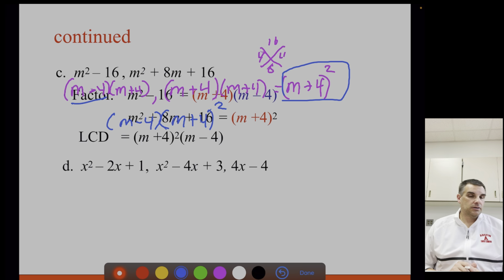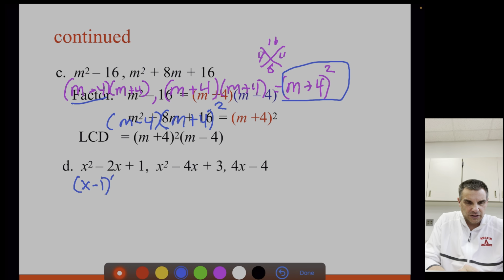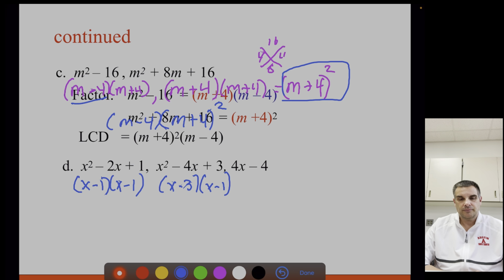D. So we've got x squared minus 2x plus 1, and x squared minus 4x plus 3, and 4x minus 4. So we're going to factor. So x squared minus 2x plus 1 factors into x minus 1 times x minus 1. You can do the x thing if you need to. X squared minus 4x plus 3 is x minus 3 times x minus 1. Again, you can do the x thing if you need to. 4x minus 4, I can take out a 4. That leaves me with x minus 1.